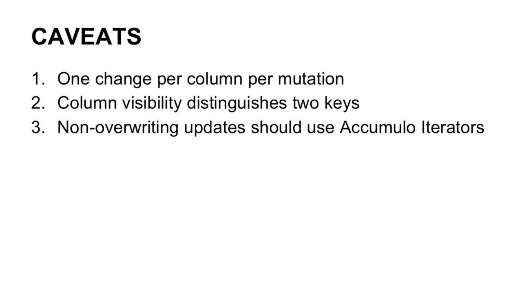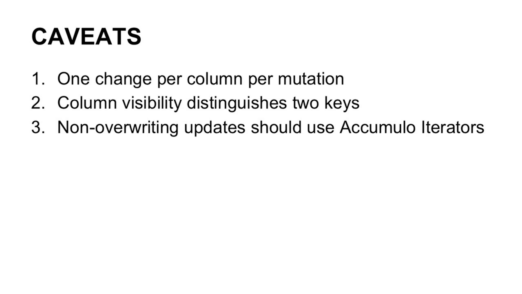So if two key value pairs have the same row ID, column family, and column qualifier, but have different column visibilities, that means those two keys are different, and their values do not represent two versions of the value for the same key. Finally, these updates are simple overwrite operations.